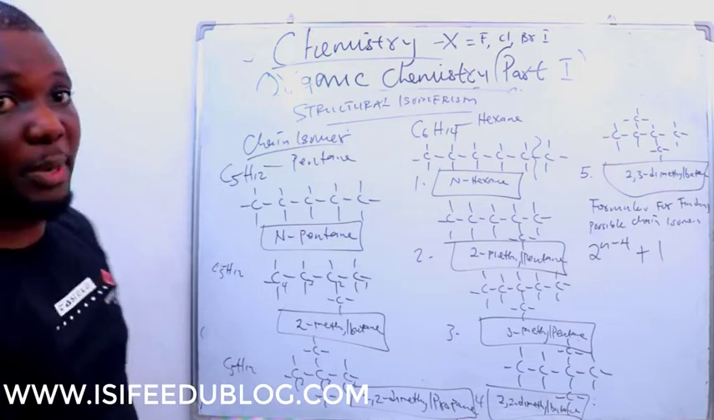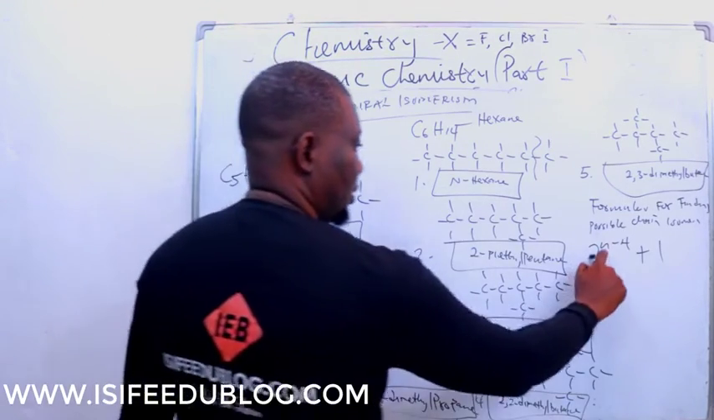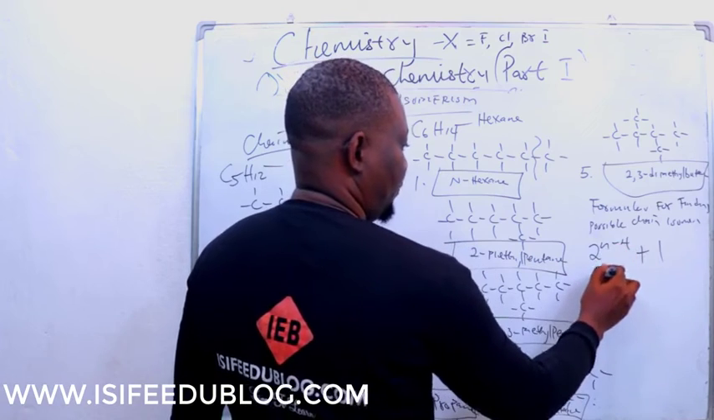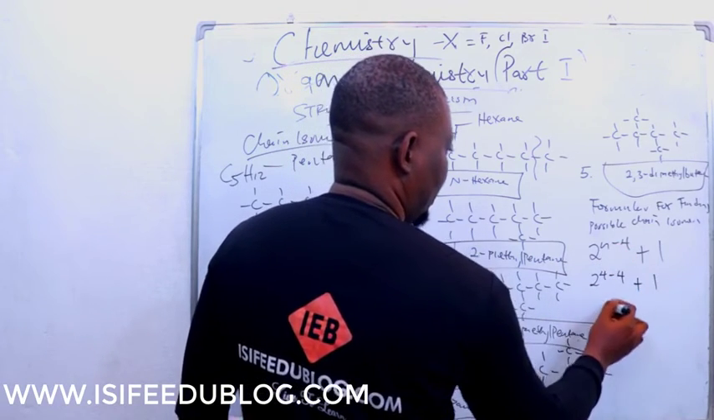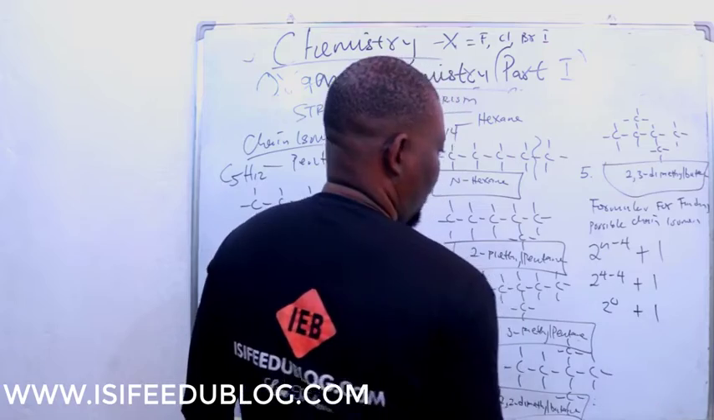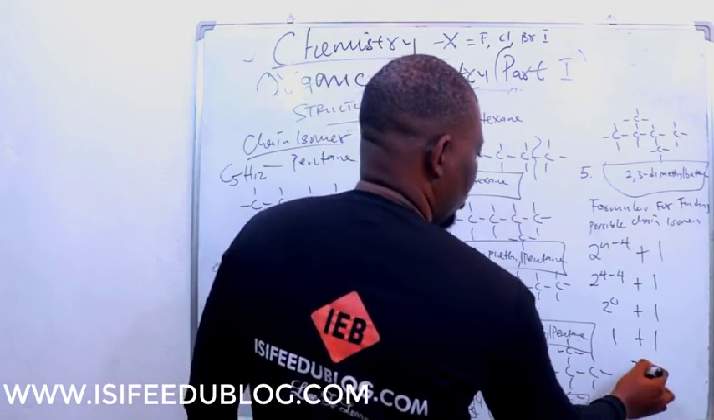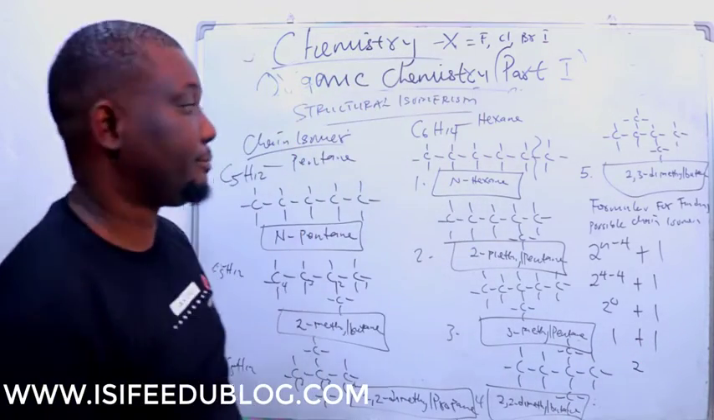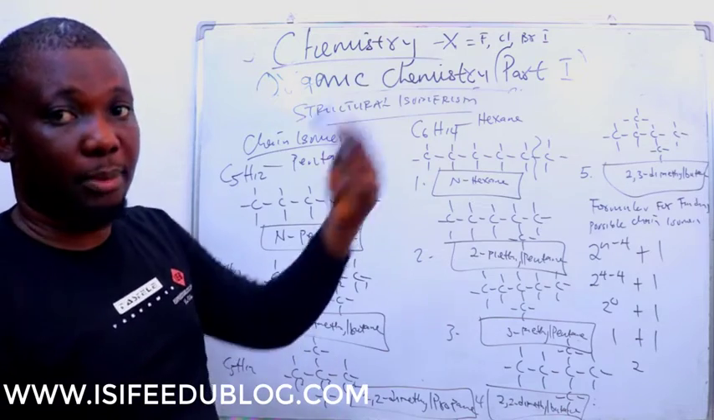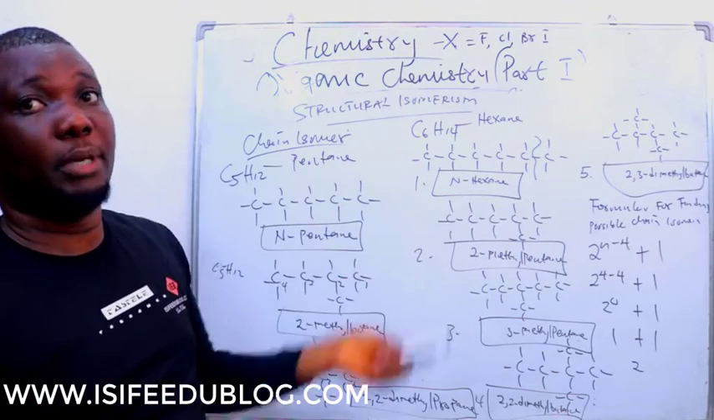How many carbon atoms are there in butane? Just 4. So this n means number of carbon atoms. In butane I have 2^(4-4) + 1, which is 2^0 + 1. 2 raised to the power 0 is just 1, plus 1. So in butane there are 2 possible isomers: normal butane and 2-methylpropane.